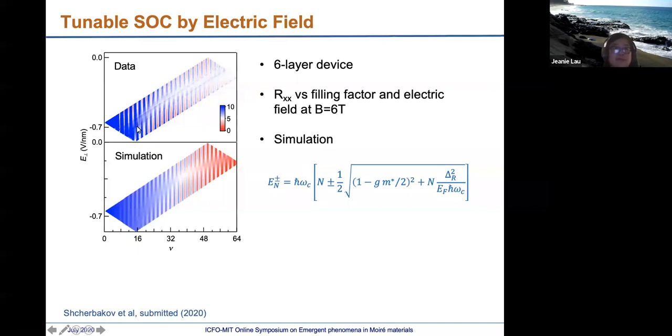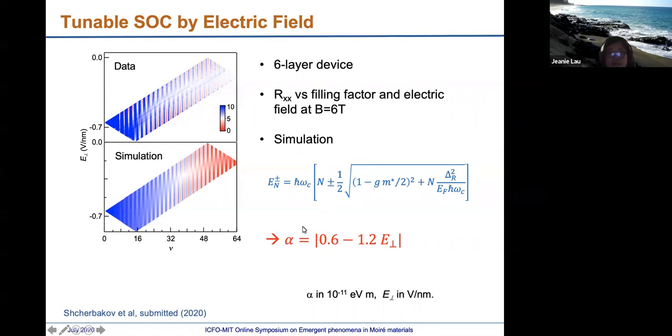So this is again the differentiated longitudinal resistance. Again we can see this transition from maximum to minimum and vice versa. This transition point moves almost linearly, but not quite, on this plane of electric field and charge density. By fitting these transition points and using this Landau level spectra, we can obtain how the spin orbit parameter changes as a function of electric field.